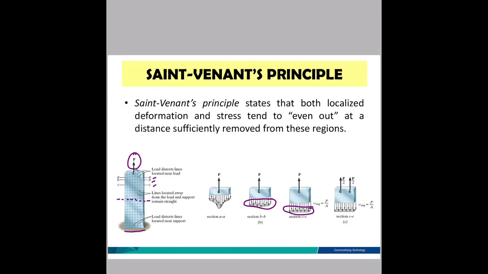So that's why, for each stress, which is shear stress and normal stress, we calculate the average stress. The average stress is equal to P over A.